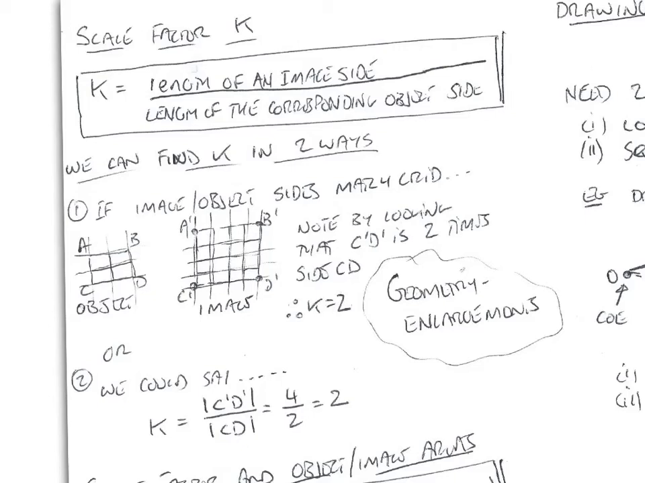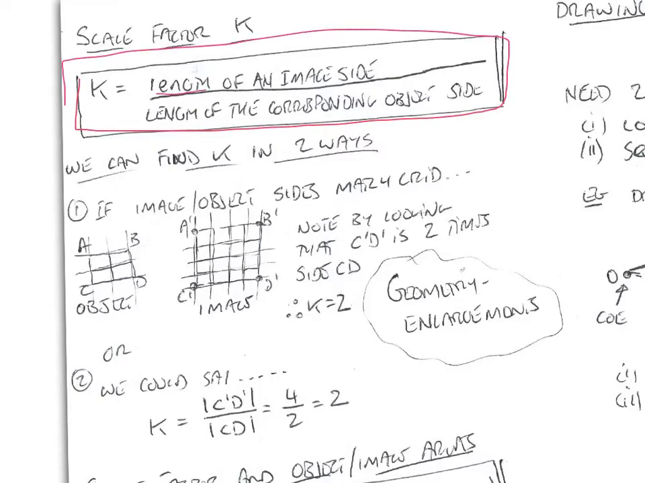In the enlargements chapter, we looked at objects and their enlarged images, which were enlarged versions of the objects given a particular scale factor. So we'd have an object and would enlarge it by, say, a scale factor of 2. That would mean that every side of the image would be 2 times the size of the object sides. Okay, so we can find the scale factor k using this important formula here.